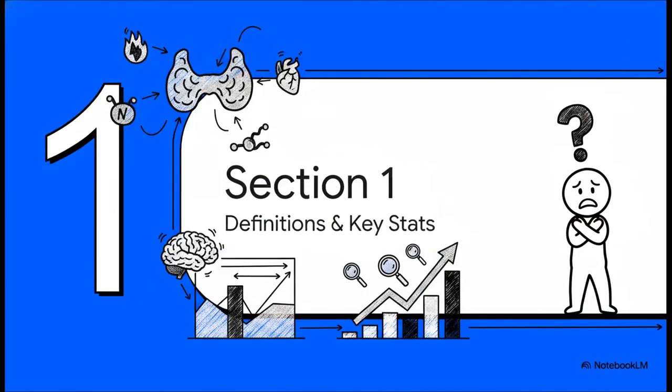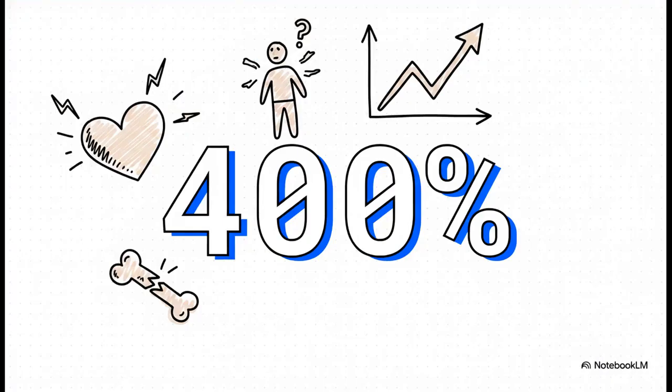Okay, Section 1, Definitions and Key Stats. Before we even think about prescribing, we really need to grasp the true, heavy burden of this disease. And to understand why we've got to be so vigilant, just look at this number, 400%. Overt hyperthyroidism is definitely not some benign condition you can just sit on. It carries severe long-term consequences, including up to a massive 400% spike in all-cause mortality.